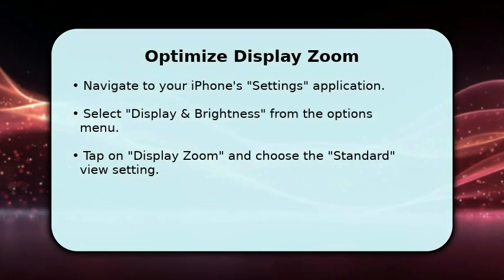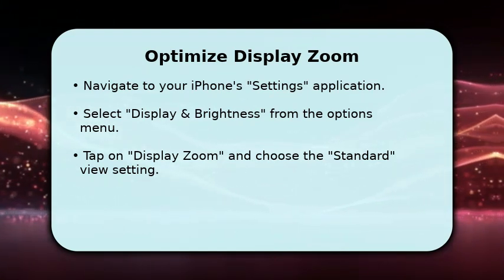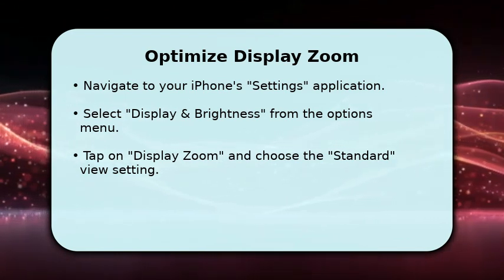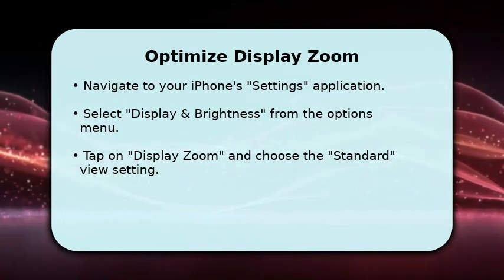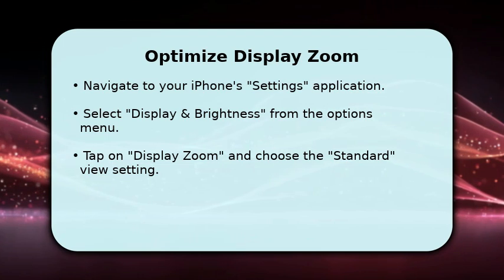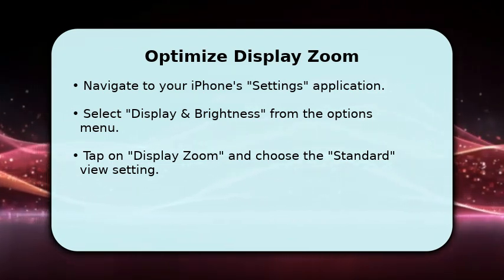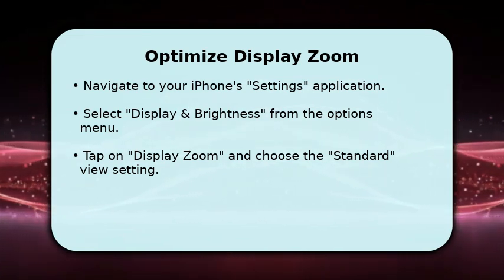First, let's check your iPhone's display zoom settings. Open your Settings app, then scroll down and tap on Display and Brightness. Look for Display Zoom and make sure it is set to Standard. Sometimes, if it's set to Zoomed, it can prevent apps from fully utilizing the screen, leaving black bars. Switching to Standard ensures your apps, including Brawl Stars, can expand to fill the entire display.